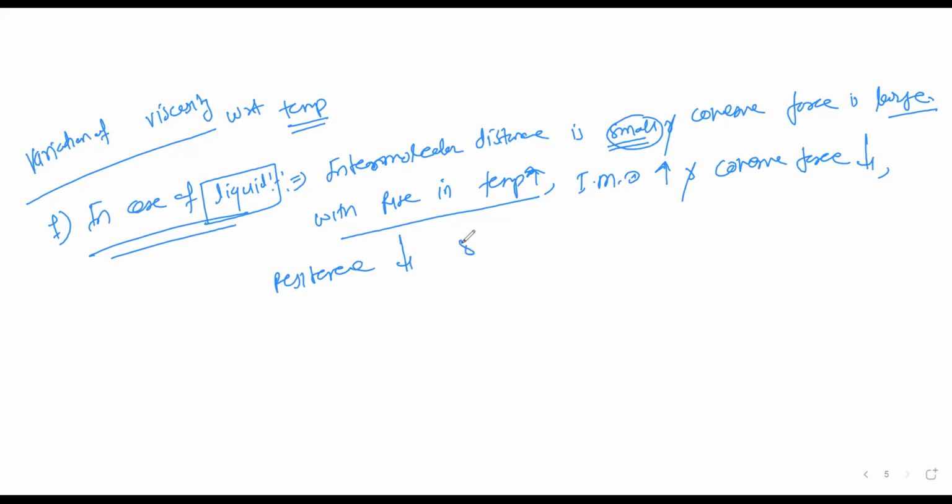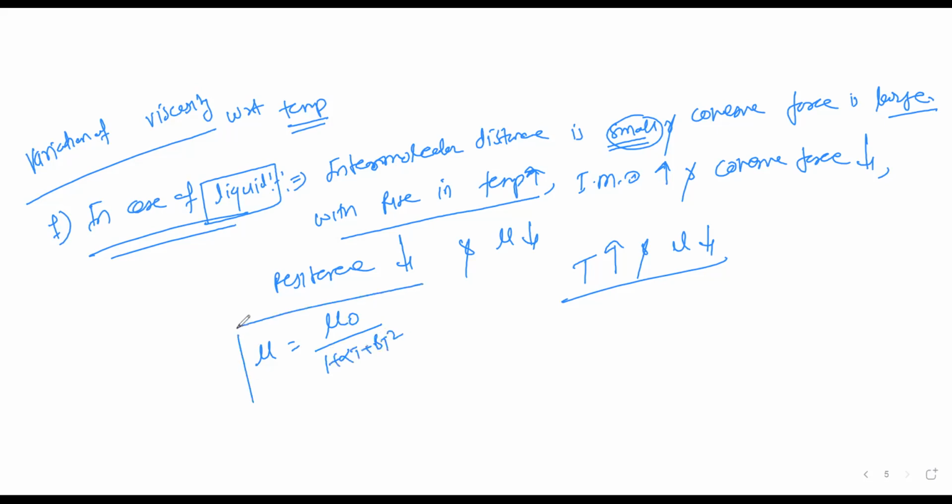Resistance also decreases. If the resistance decreases, it means the viscosity also decreases. So I can say that if the temperature increases, the viscosity will decrease. The relation between viscosity and temperature is given as mu equals mu naught times (1 plus alpha t plus beta t square), where alpha and beta are constants. So this is the variation for a liquid.